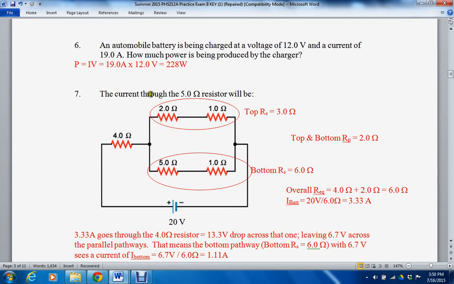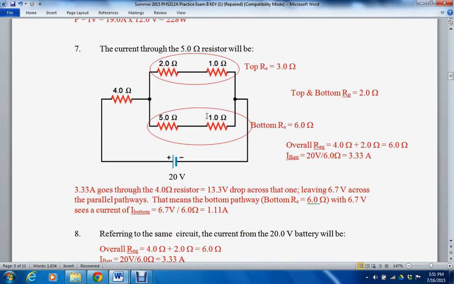Okay, so number 6: an automobile battery is being charged at a voltage of 12 volts and a current of 19 amps. How much power is being produced by the charger? Power equals current times voltage. Current times voltage, 228 watts. That was nice and easy.